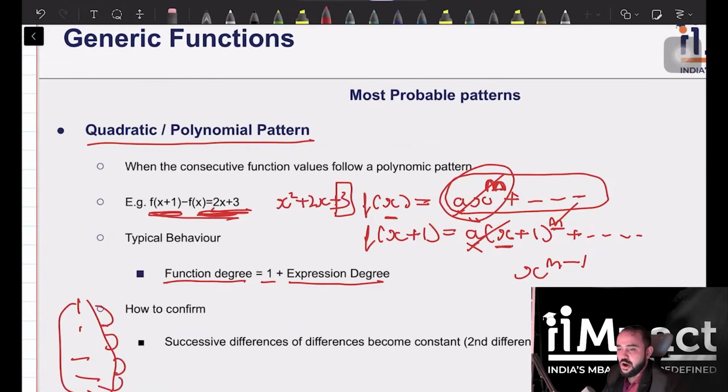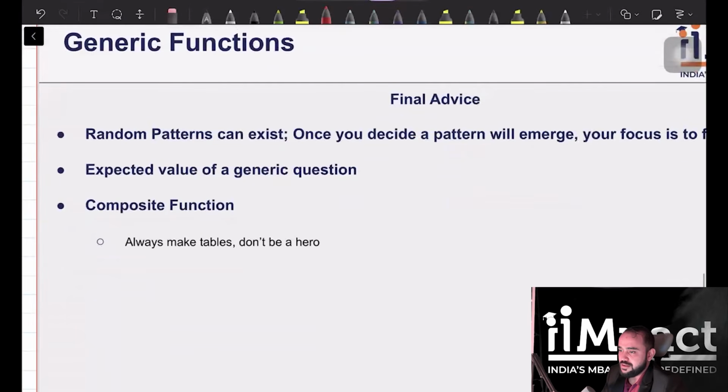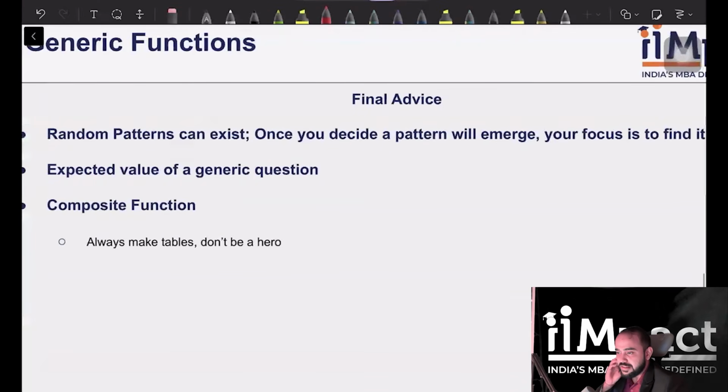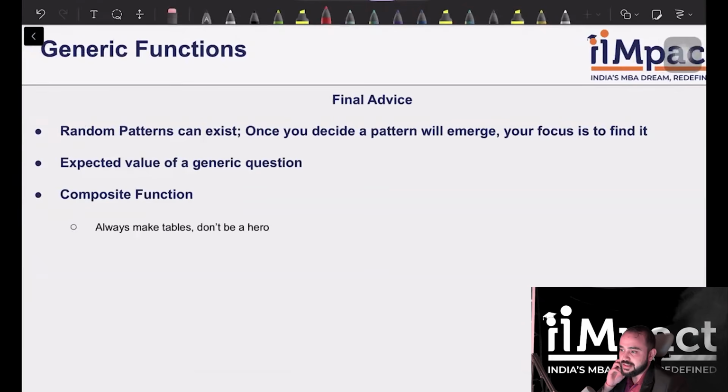Alright. Now this is the final piece of advice here. First of all, random patterns can exist. Once you decide that a pattern should emerge, you should focus on finding it. If you are not able to find the pattern in 1.5 minutes all in, leave the question. It is not worth it, which brings me to the expected value of a generic function question. It is high. You can solve it in a very low amount of time, but only if you are able to figure out the pattern. If not, you will end up spending too much time. So this is a win or lose sort of situation.